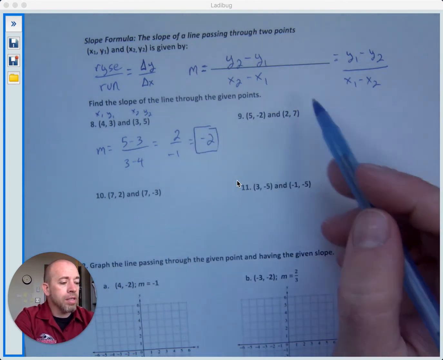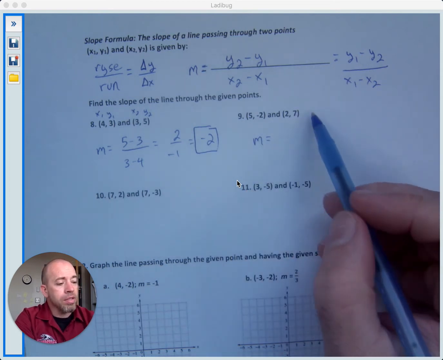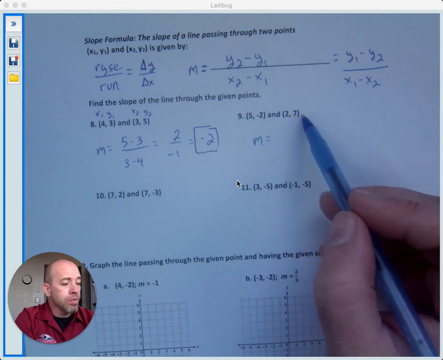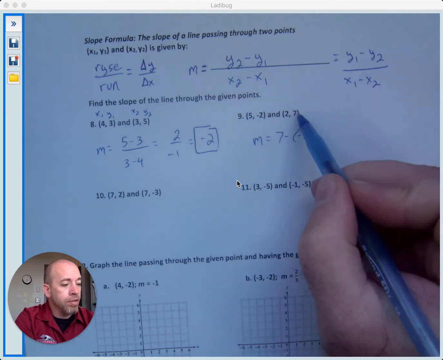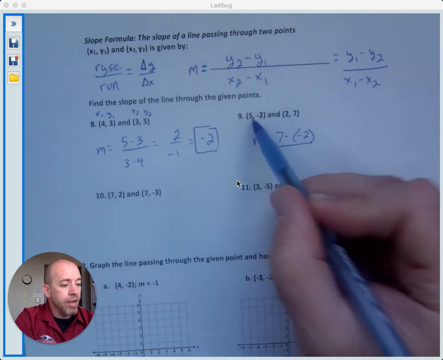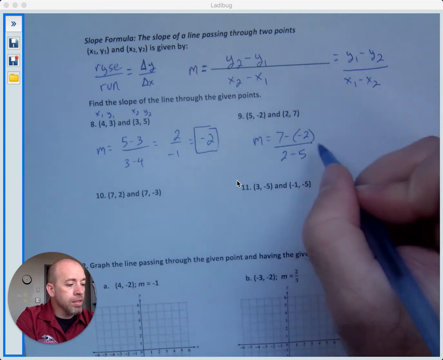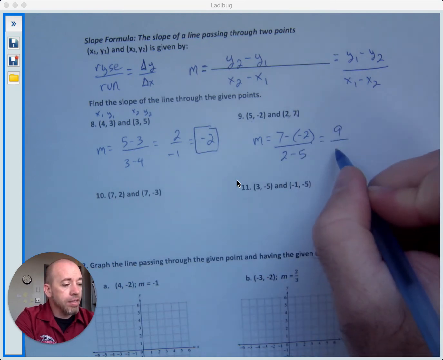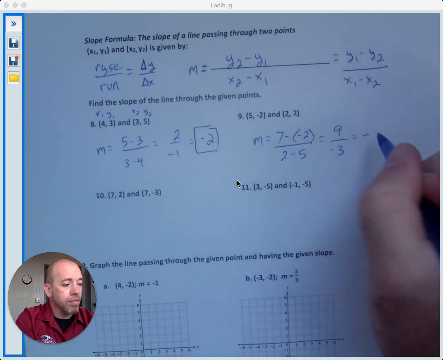The next one, let's see, 7. We'll do the y. I'm not going to label these this time. I'm going to consider the second point my x2, y2. So we'll do 7 minus negative 2. That's my y2 minus y1. And 2 minus 5 on the bottom. That's my x2 minus x1. And then I'll simplify. Minus a negative is plus, so that's 9. 2 minus 5, that's negative 3. We can divide, and what do we get? Well, we get negative 3, right?